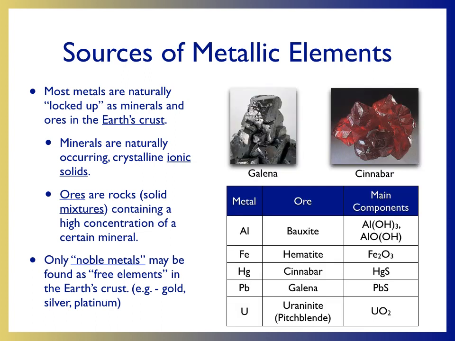Here are some examples of different ores that contain high concentrations of a given mineral. Aluminum's ore is bauxite, which contains two components, aluminum hydroxide and aluminum oxygen hydroxide. The main ore for iron is hematite, which mainly contains iron(III) oxide. The main ore for mercury is cinnabar, which contains a high concentration of mercury(II) sulfide.